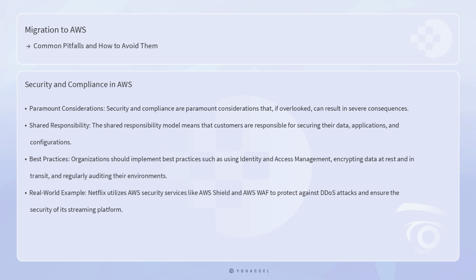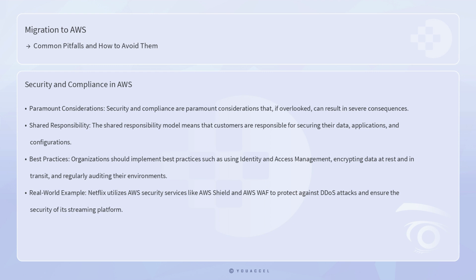Security and compliance are paramount considerations that, if overlooked, can result in severe consequences. A common pitfall is assuming that AWS automatically handles all aspects of security. While AWS provides robust security features, the shared responsibility model means that customers are responsible for securing their data, applications, and configurations. Organizations should implement best practices, such as using identity and access management to control access to AWS resources, encrypting data at rest and in transit, and regularly auditing their environments for compliance with relevant standards and regulations.